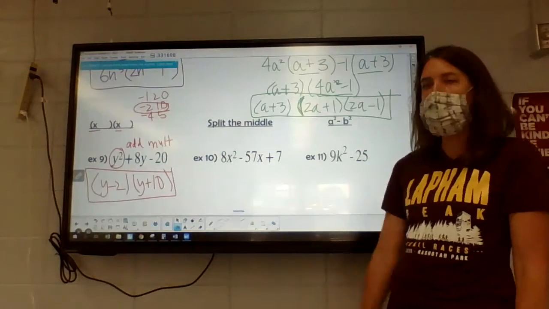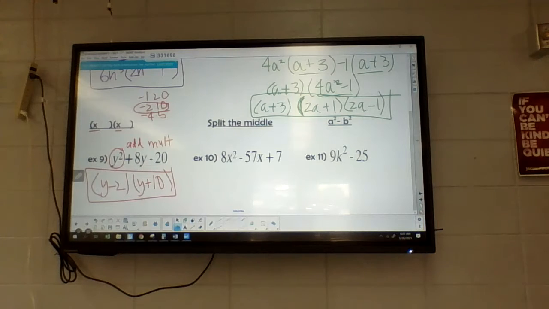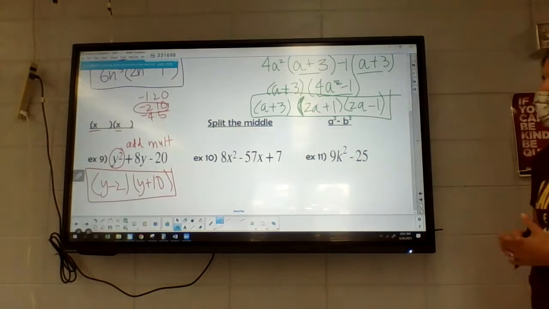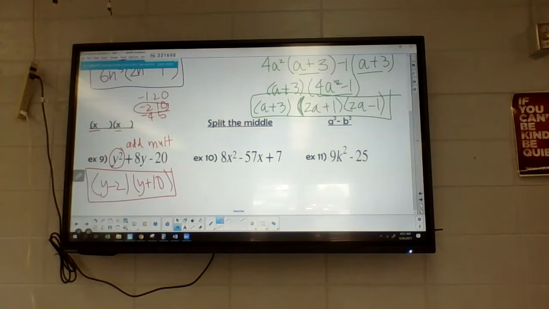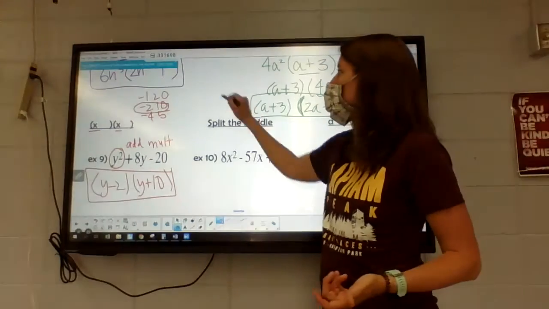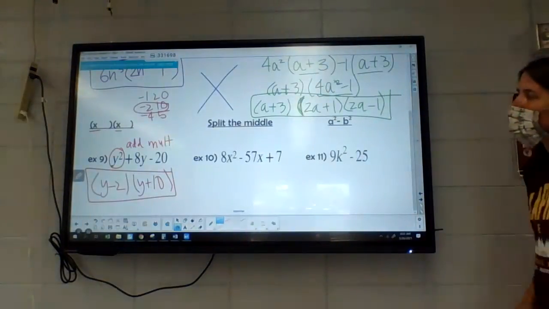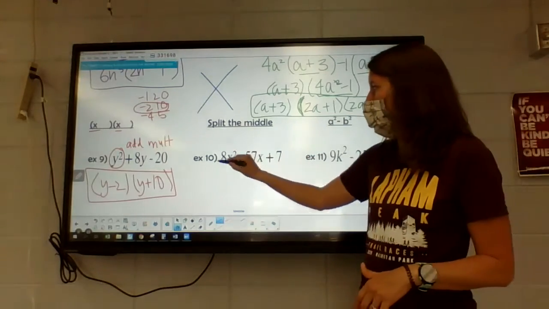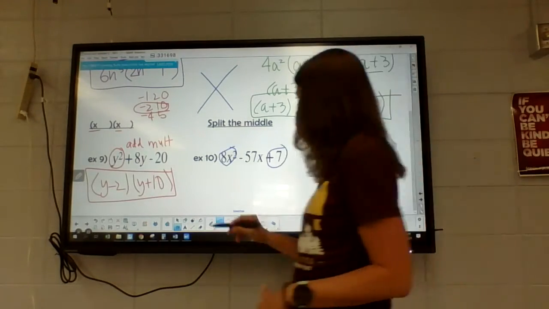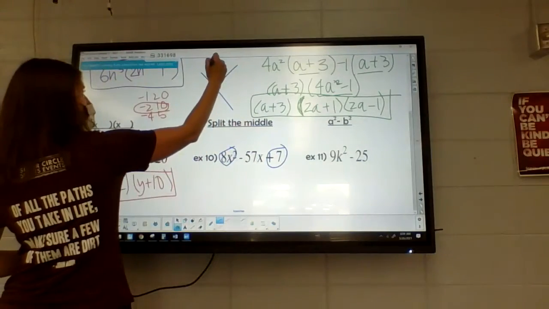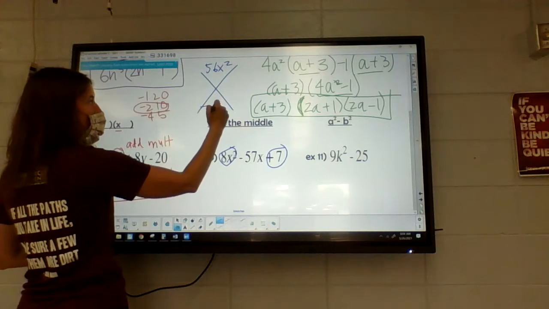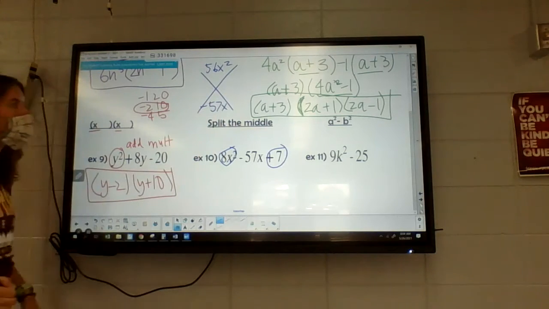Now when there's a number in the front, you want to check for a GCF first. But this one doesn't have a GCF. There's no common factor among 8, 57, and 7. So this is the kind that we do have to do this X thing. I call that splitting the middle. That's like the middle term gets split up. So we're going to multiply those two together. And then I want to add to a negative 57.